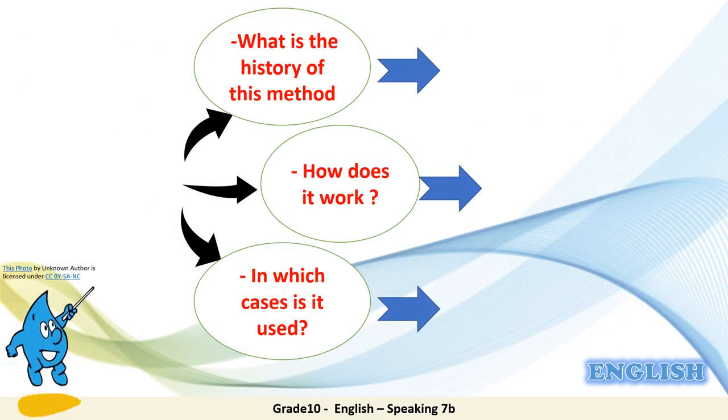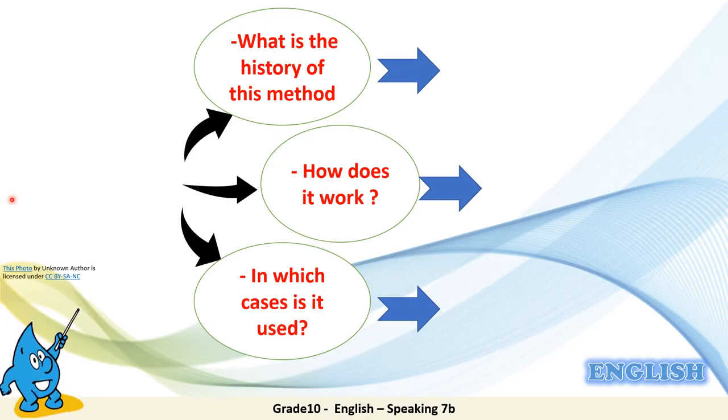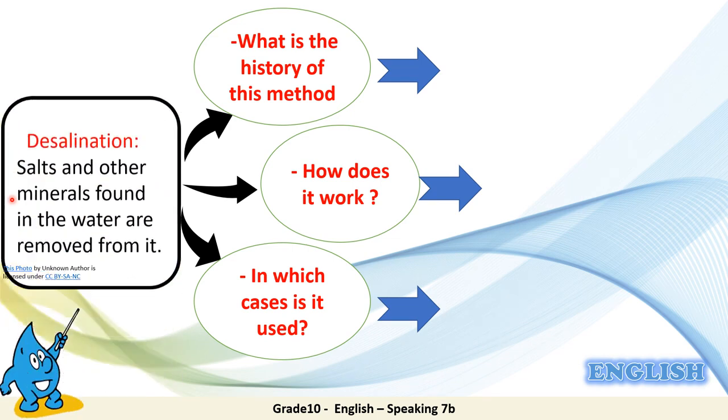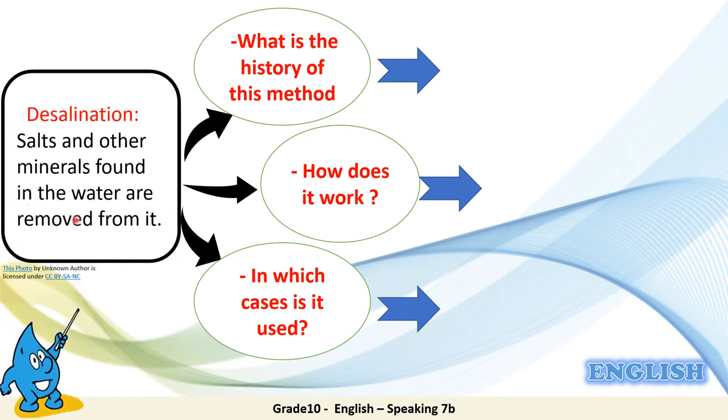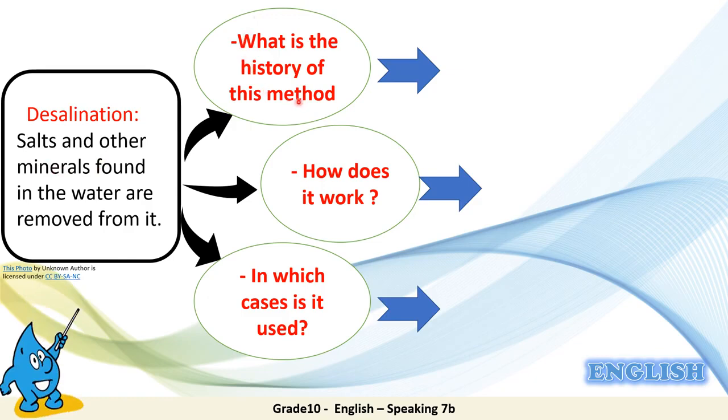Together we are going to take the example of desalination and fill in the graphic organizer below with information about it. We will talk about its history, how it works, and the cases in which it can be used. But before that, we have to define desalination. What is desalination? Can you think about a definition? Very good. Desalination is removing the salts and the minerals found in the water. Very good. How about its history?